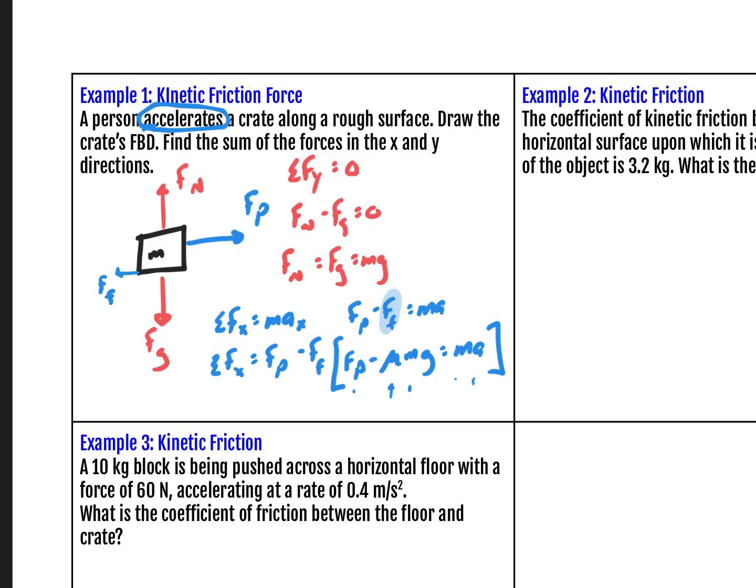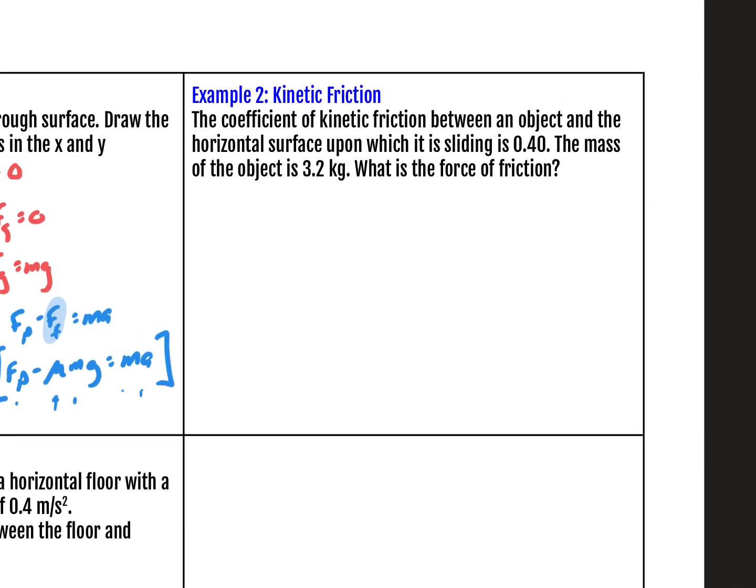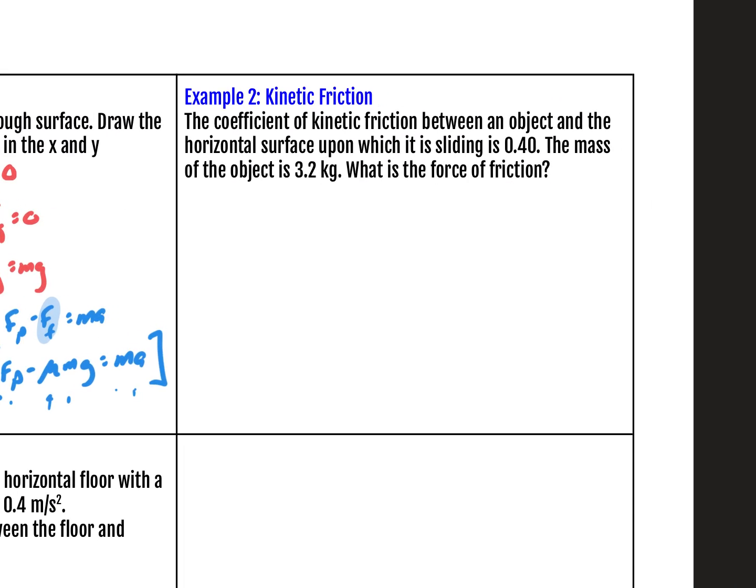So let's take a look at throwing a couple numbers into my example here. On this one, it looks like I'm given the coefficient of kinetic friction as 0.4. The mass of the object is 3.2 kilograms, and I am asking what the force of friction is. So this is pretty straightforward. This is just asking me to do this.